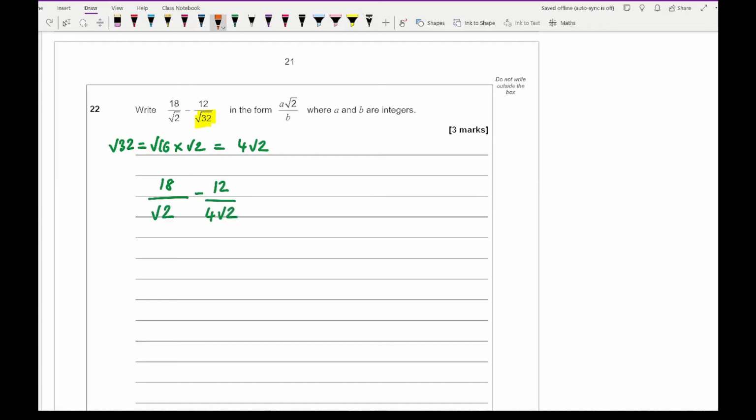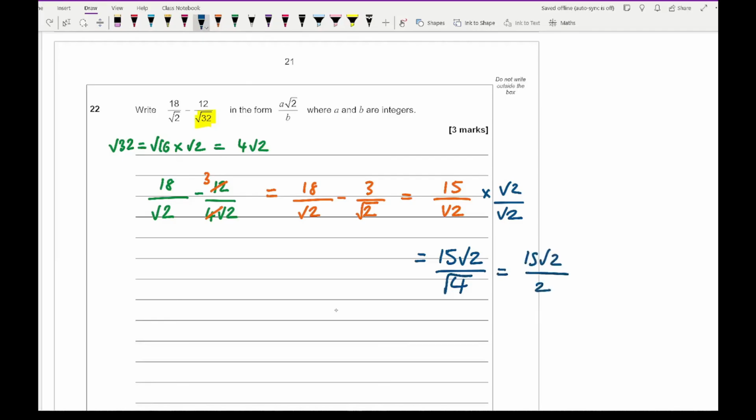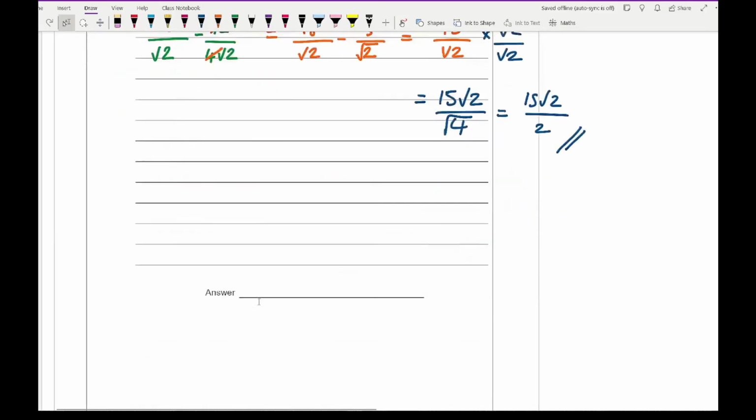I can then simplify the 12 and the 4, so that cancels down to 3. So what I've then got is 18 over root 2 minus 3 over root 2, which gives me 18 take away 3, which is 15. So it's 15 over root 2. From this, I need to rationalize the denominator. If I multiply both of those by root 2, I get 15 root 2 over root 4. That can be simplified, which gives me 15 root 2 over 2, and there is my final answer for that one.